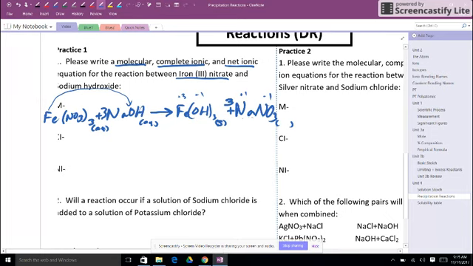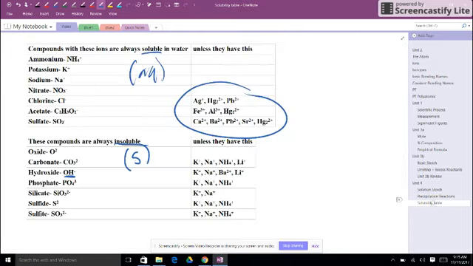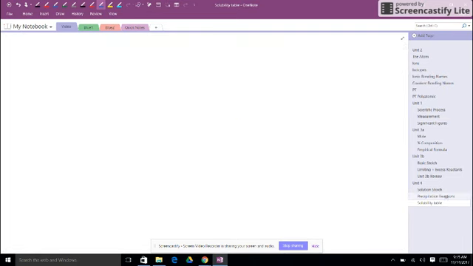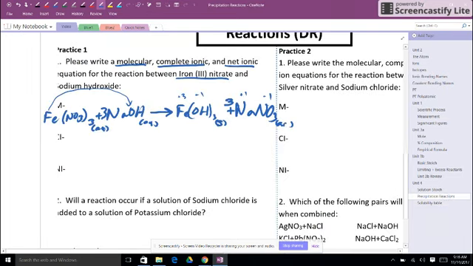Now the other product here, sodium nitrate. It looks like sodiums are always soluble in water. So this would be aqueous or AQ. So the molecular equation is the one we're used to. Now next, the complete ionic is separating all these substances down into their respective ions.